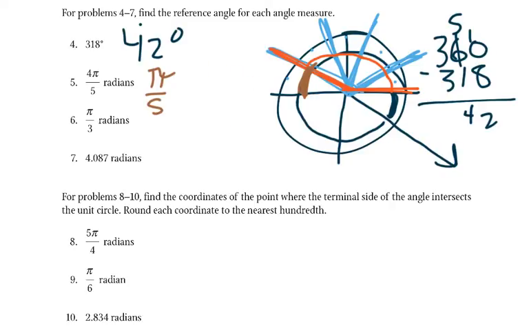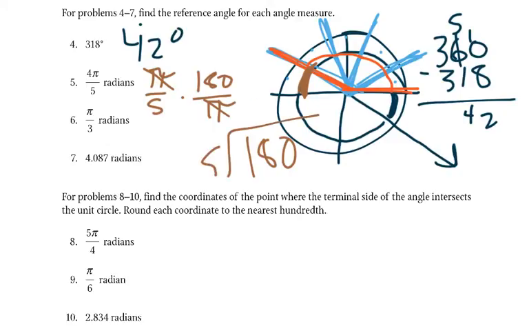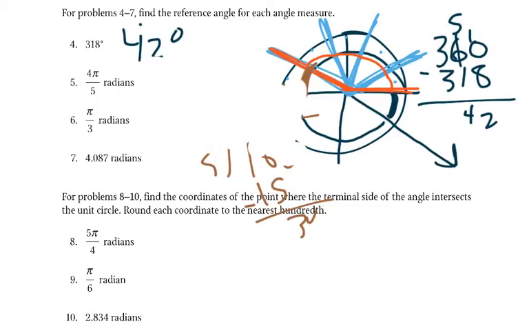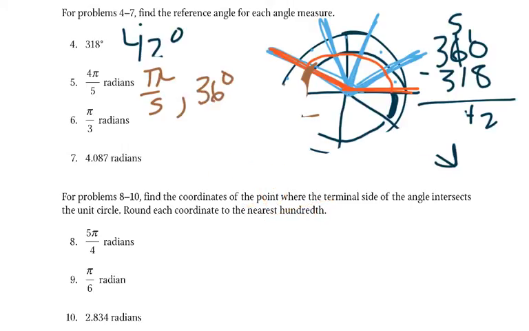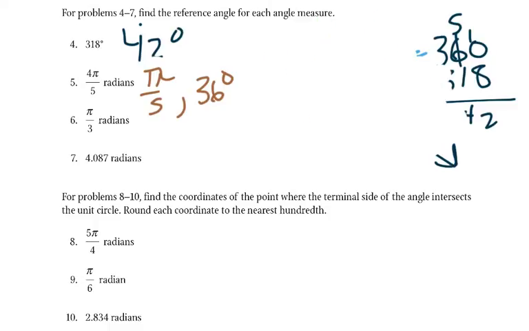Now, if I wanted to figure it out in degrees, I'd go 180 over pi. Those pi's would cancel. 180 divided by 5 would be 36. So its reference angle is pi fifths, or 36 degrees. Usually if we're doing something in radians, we keep it in radians, so its answer would be in radians. And if we're doing something in degrees, its answer is in degrees.